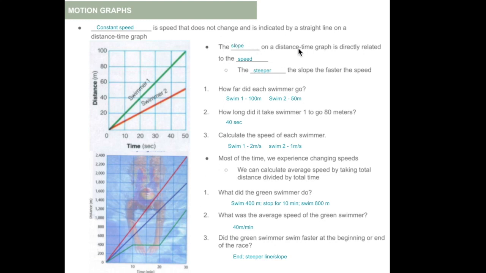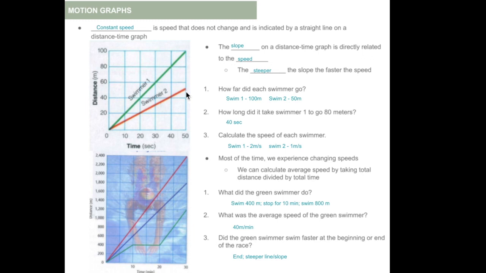Okay, so the slope on a distance versus time graph is directly related to the speed, because it's distance over time. And we just talked about how speed is distance divided by time. So the steeper the slope, the faster the speed. If we look at swimmer 1 and swimmer 2, the faster swimmer is swimmer 1, right? Because they have a steeper line than swimmer number 2.